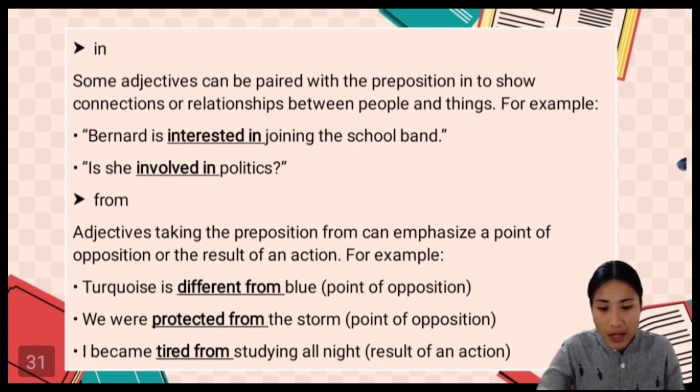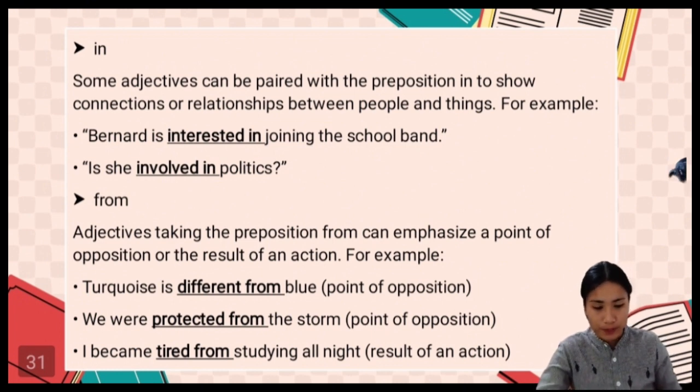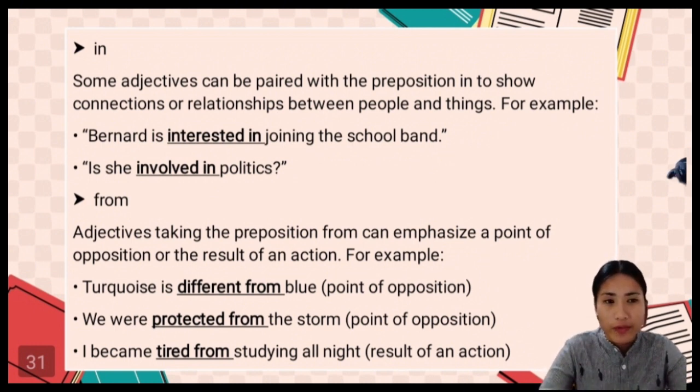And the last example is, I became tired from studying all night. So the last example here is a result of an action. So we can see the preposition from with adjective here is different from, protected from, and the last one is tired from. So that's the explanation about the preposition with nouns, verbs, and adjectives. That's all for me, and thank you.